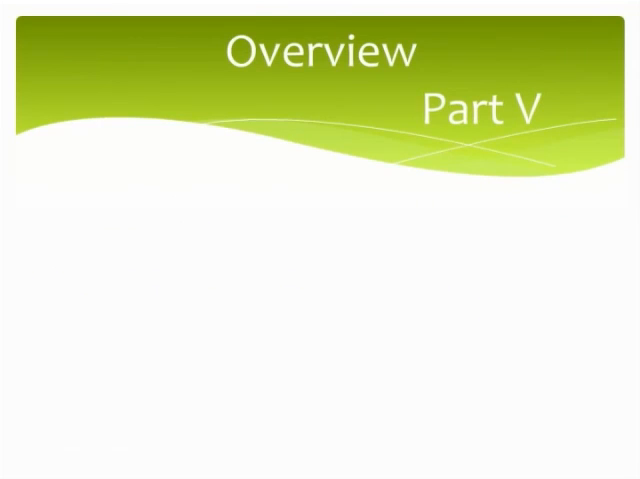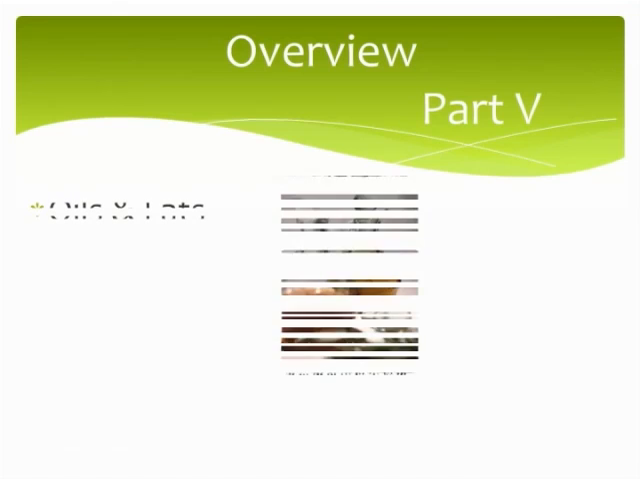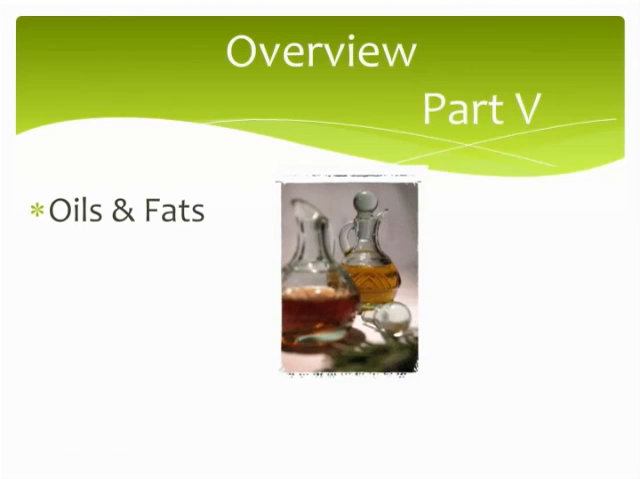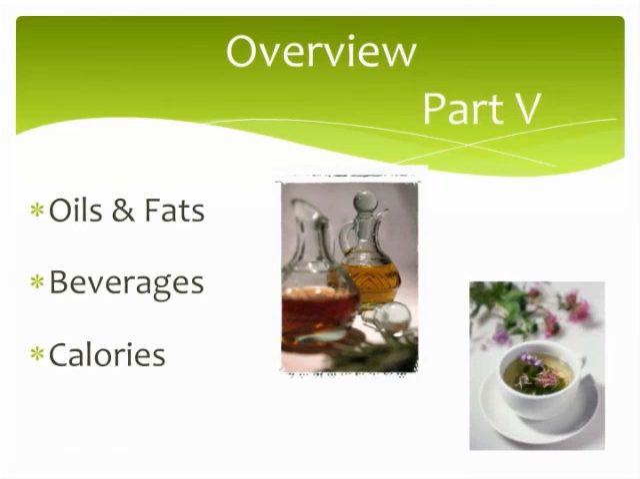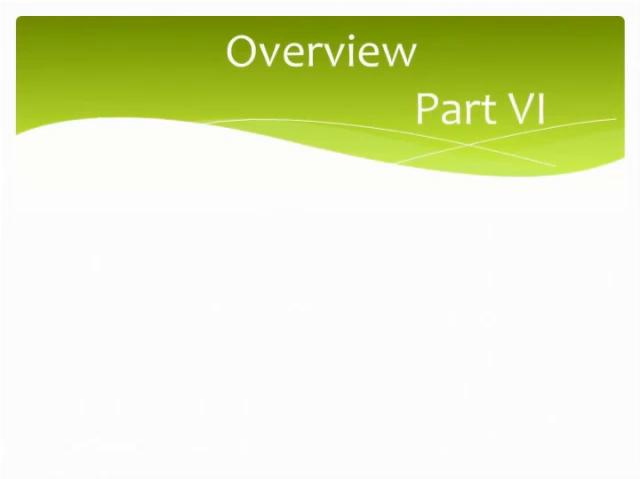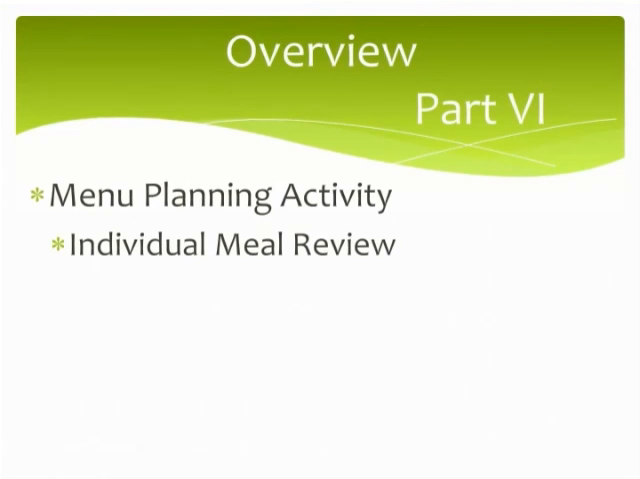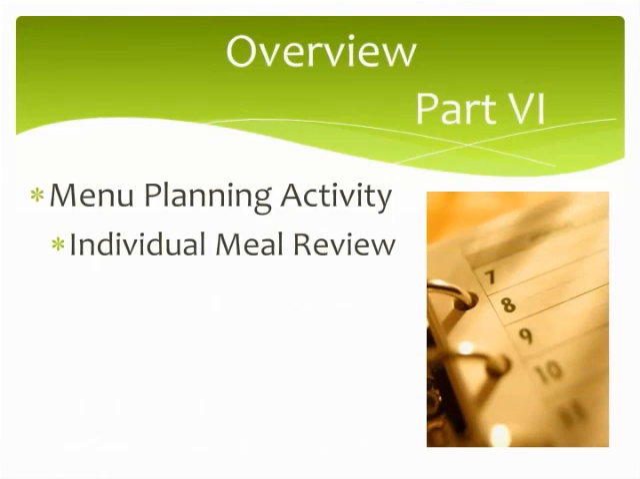The fifth segment of the presentation, we will finish discussing nutritional information. We will go over oils and fats, beverages, and information on calories. In the sixth segment of this presentation, we will engage in a menu planning activity. First, we will discuss what food groups should be included with each meal. Next, we will look at one day from a sample menu from a real assisted living house so that we can identify which food groups were not included in the sample menu.